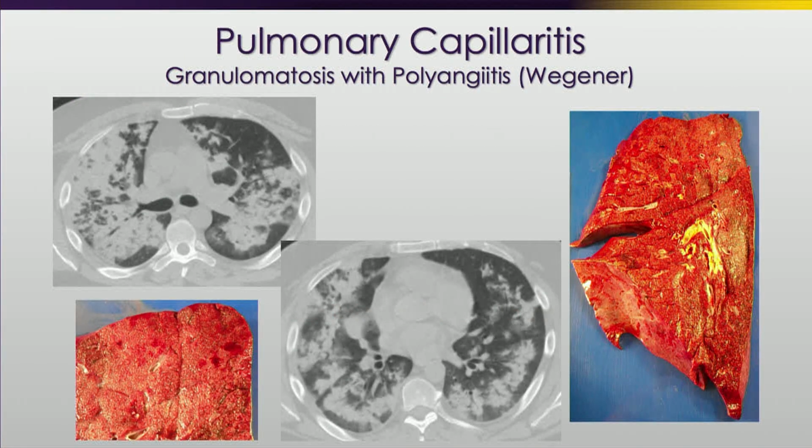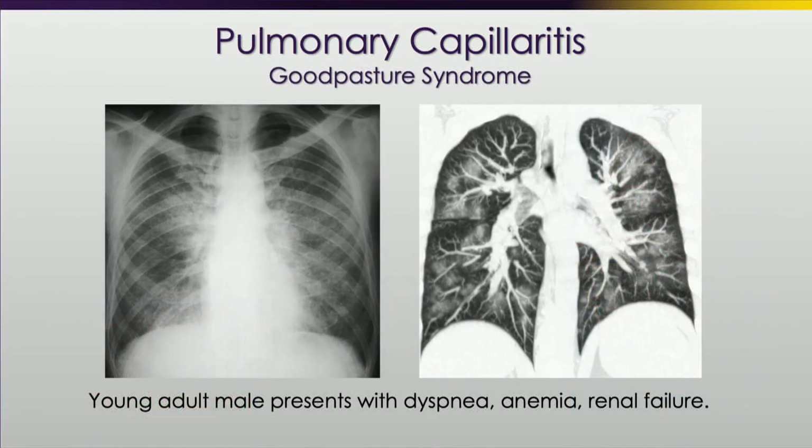Now, this is a case of pulmonary capillaritis in the setting of GPA. So although we sometimes see multifocal zones of consolidation, as I've shown already, we may also see diffuse capillaritis in a GPA case. And this was so devastating, the patient did not survive the episode. Our final case is a young adult male who presented with shortness of breath, anemia, and renal failure. We see these multifocal zones of ground glass opacity in all 5 lobes.